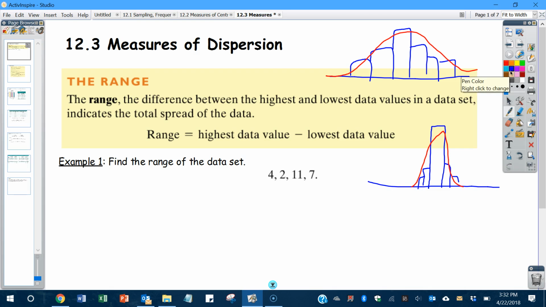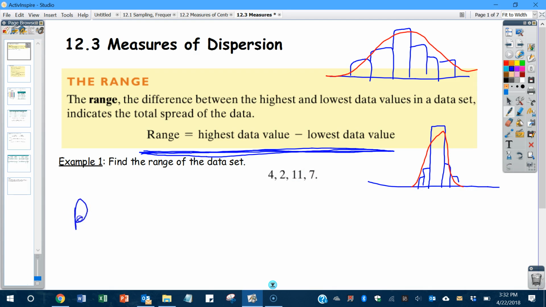So we're going to look at two measures of dispersion in this section. The first one's sort of simple. It's called the range, and you might have seen this definition before. It's the highest data value minus the lowest data value, and it describes how far apart the two extreme values are, and that's the measure of dispersion. So it's a really simple thing to do. Look at a data set. So here's a small data set.